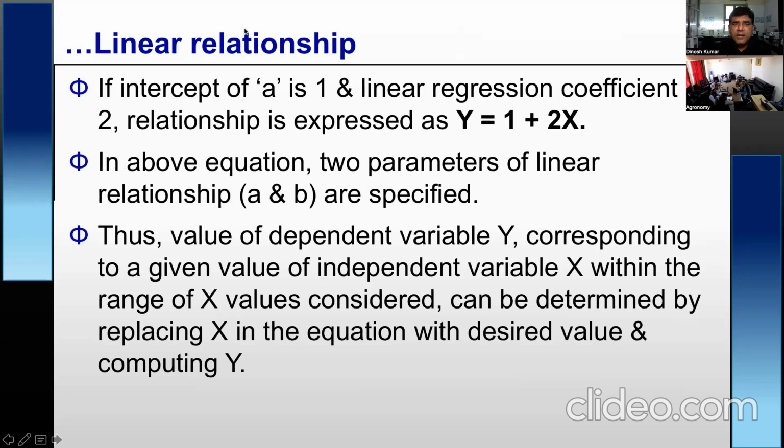Now, if intercept A is 1, suppose Y is equal to 1 plus 2X. Suppose this is the equation. Then 1 is actually your A and 2 is the regression coefficient. So if you make a change in X, if you put 2 here, you will get 5. If you put 3 here, you will get 7. If you put 4 here, you will get 9. So every time there is a change of 2. From 5, it has become 7. From 7, it has become 9. So every time there is a change of 2. Therefore, it is a linear relationship.